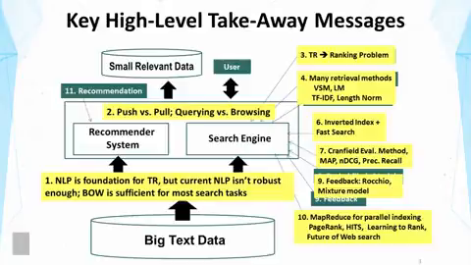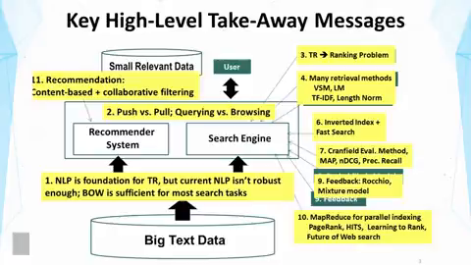And finally, we talked about the future of web search. We talked about some major directions that we might see in the future in improving the current generation of search engines. And then finally, we talked about recommender systems, and these are systems to implement the push mode. And we talked about two approaches. One is content-based, one is collaborative filtering, and they can be combined together.